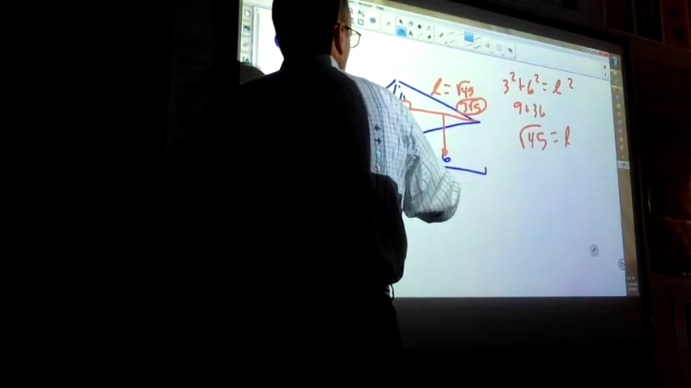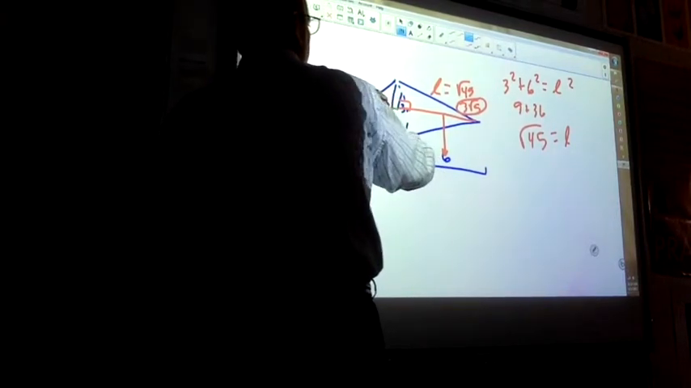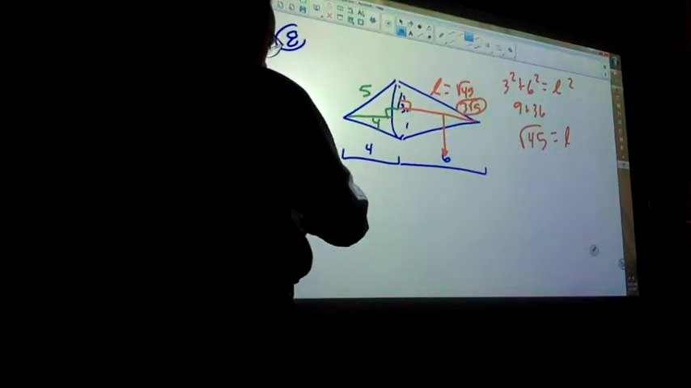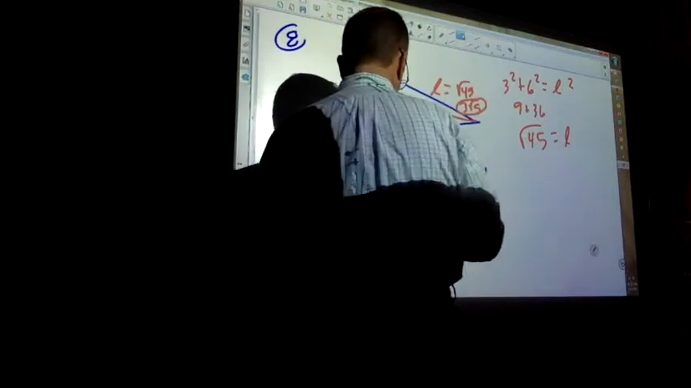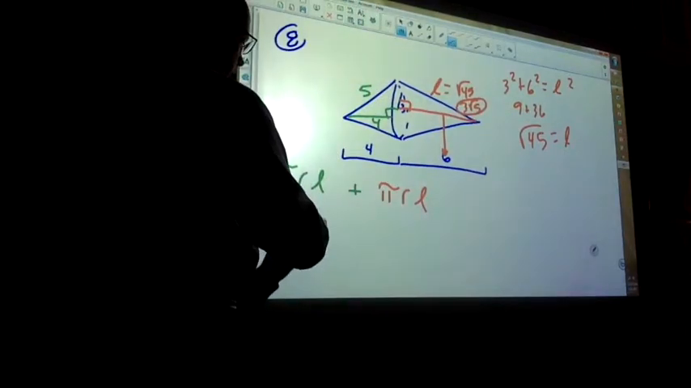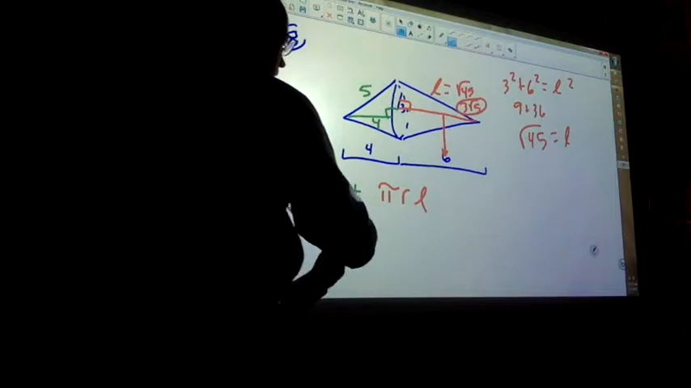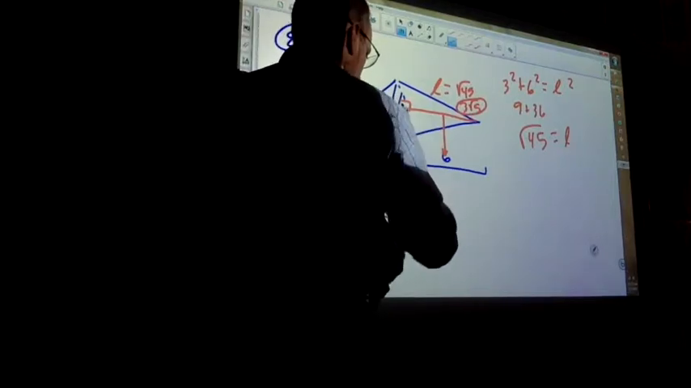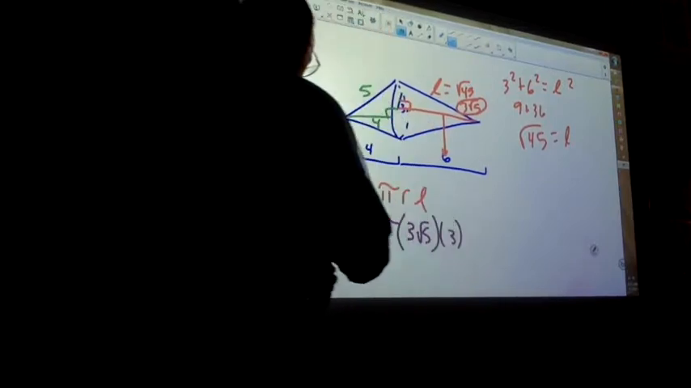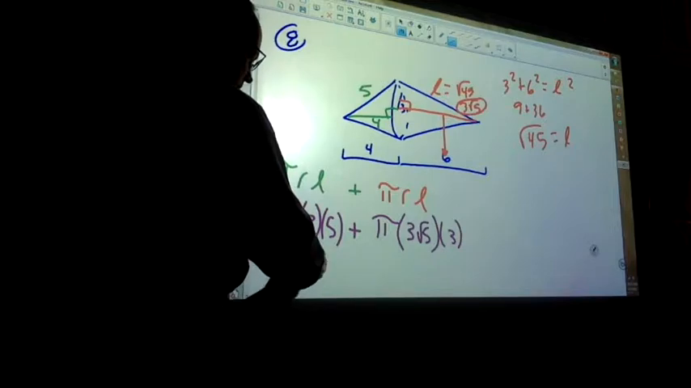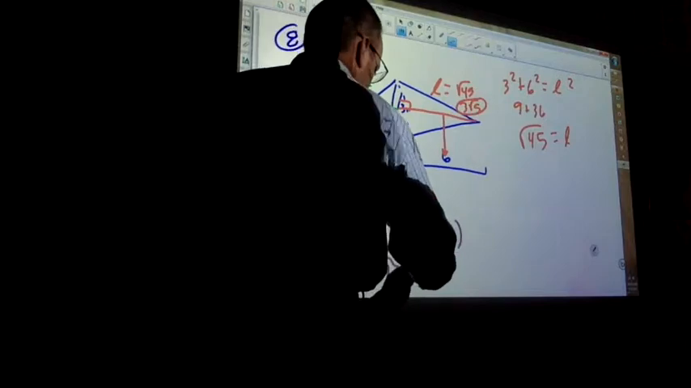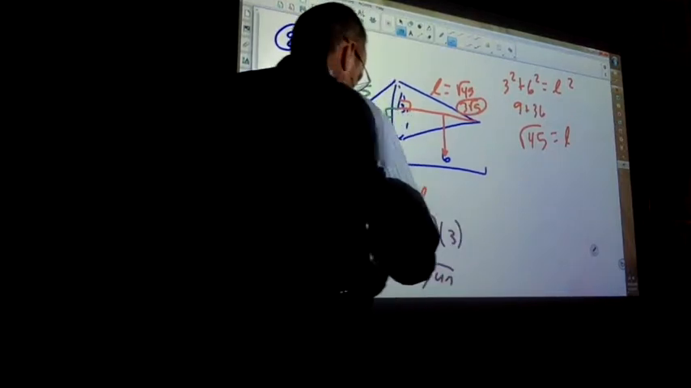Okay, so again, that forms a 90. You have a 3. That's a 4. Oh, that's got to be 5, right? Because that's the old 3, 4, 5. So I'm going to do pi RL plus pi RL. So pi times R is 3 times L is 5 plus pi times R is 3 times root 5. So that's going to give me 15 pi as that. And then that's going to give me 9 root 5 pi square units.